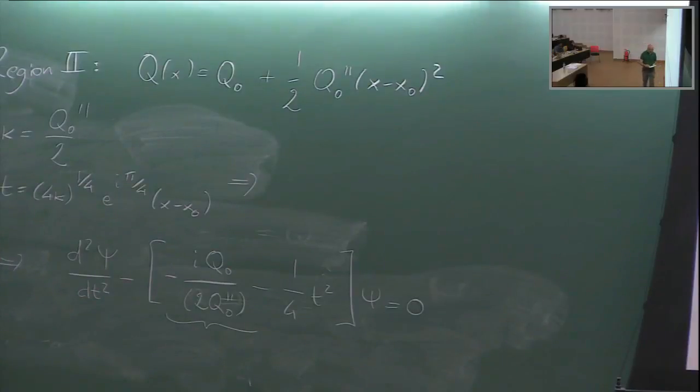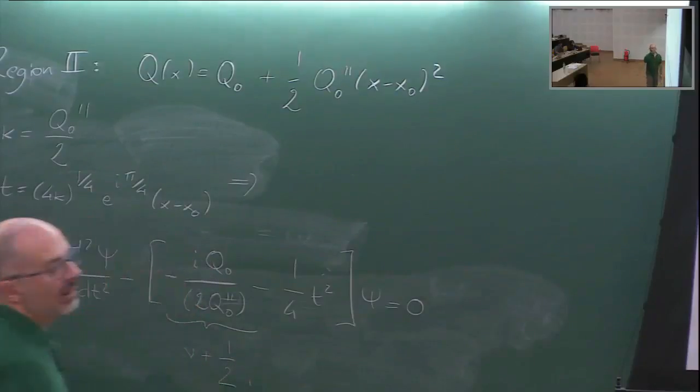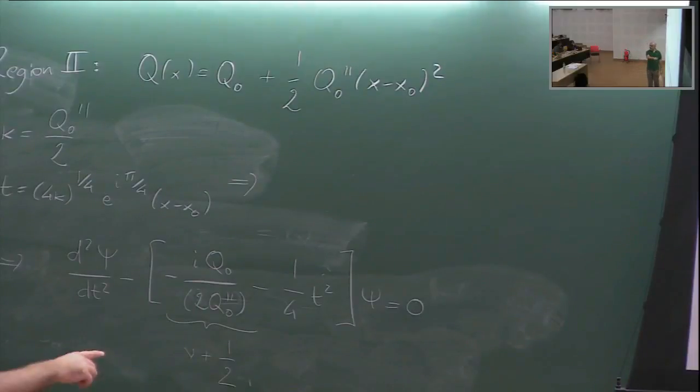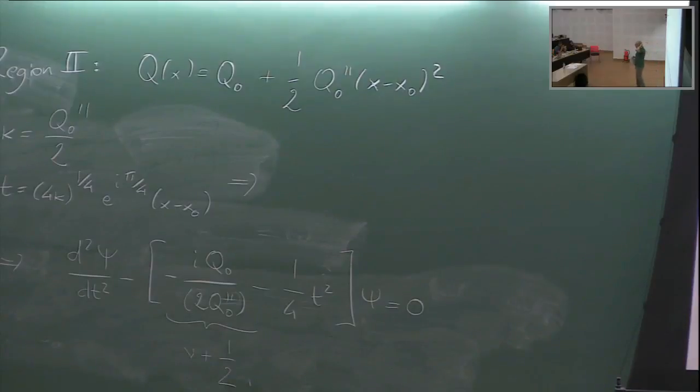So now if you call this guy nu plus 1 over 2, where nu is not necessarily an integer, it's just some parameter, this equation here belongs to a class of differential equations which is well studied in the literature, and they're called parabolic cylinder functions. So the parabolic cylinder functions maybe you have never seen before, but they are very close relatives of the Hermite polynomials. And this shouldn't come as a surprise.